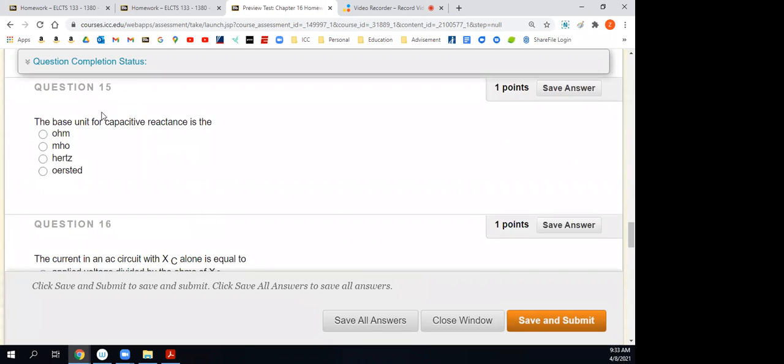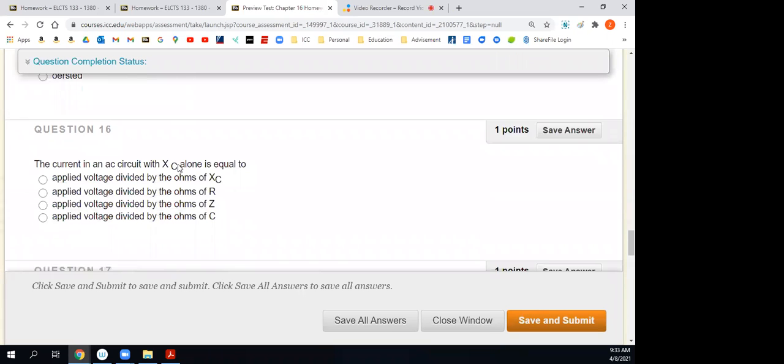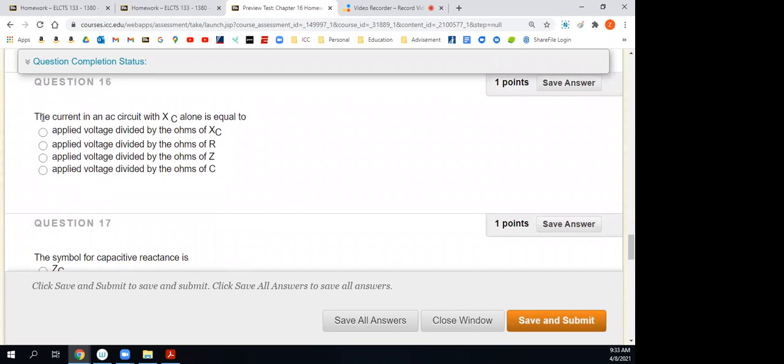The base unit for capacitive reactance is, we just said it, capacitive reactance, ohms. That's key. It's a very key question. Remember the ohms. The current in an AC circuit with capacitive reactance alone is equal to Ohm's law, right?